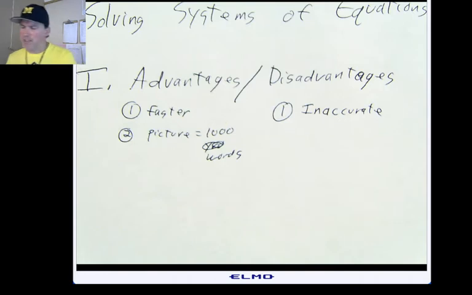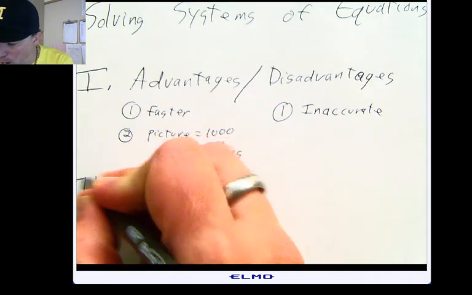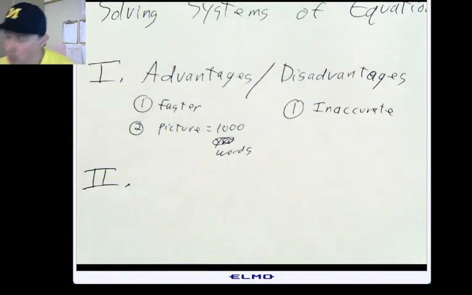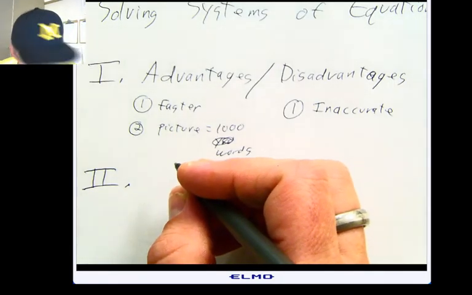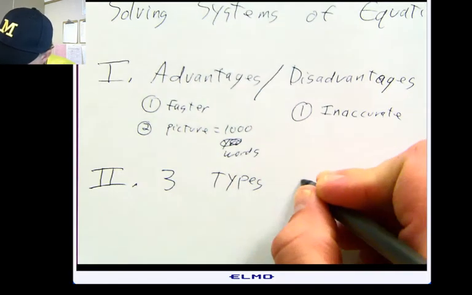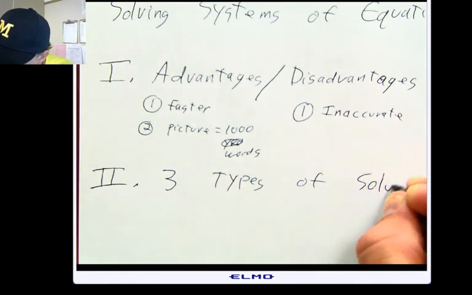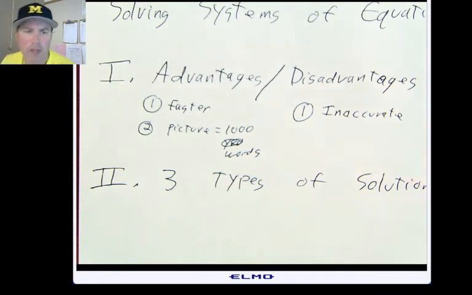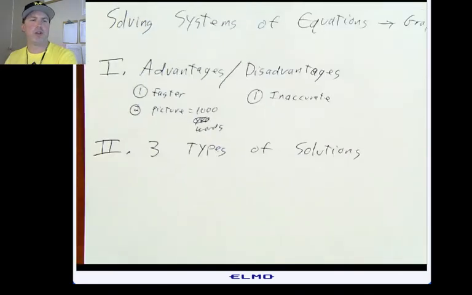So let's go ahead and get out some graph paper, and oh wait. Before graph paper, we have to talk about part two, which is the 3 types of solutions. So there's 3 different types of solutions that you could get.